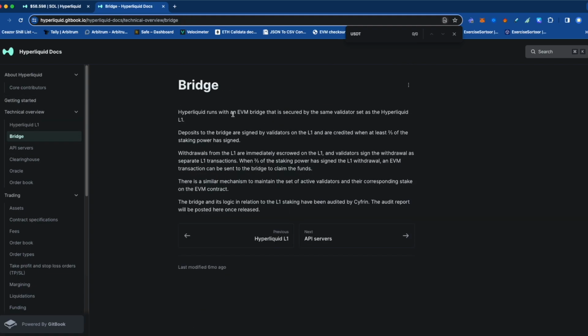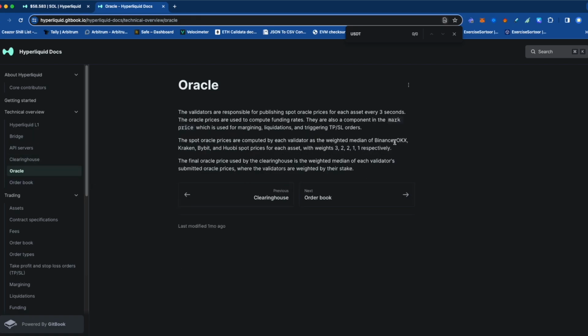The bridge, like I said, is an EVM bridge from Arbitrum, so you can send money from Arbitrum to this, and you can read through how this works and how the bridge validates on the HyperLiquid chain. Then it'll allow you to withdraw from there, or bridge it over and it'll show up. My bridging experience was very fast, so I'm sure it will probably be for you. The oracles are based on Binance, OKX, Kraken, Bybit, and Huobi, but they're weighted. So Binance is 3 times more powerful than Huobi's.